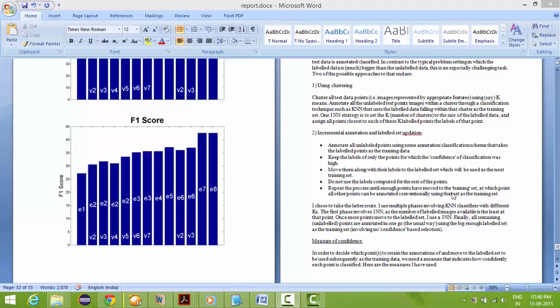The route that I have chosen is the second one. I use multiple phases involving KNN classifiers with different k's. The first phase involves 1NN as the number of labeled images available is the least at that point. Once more points move to the label set, I use a 3NN. Finally, all remaining points are annotated in one go, the usual way, using the big enough label set as the training set, involving no confidence-based selection.